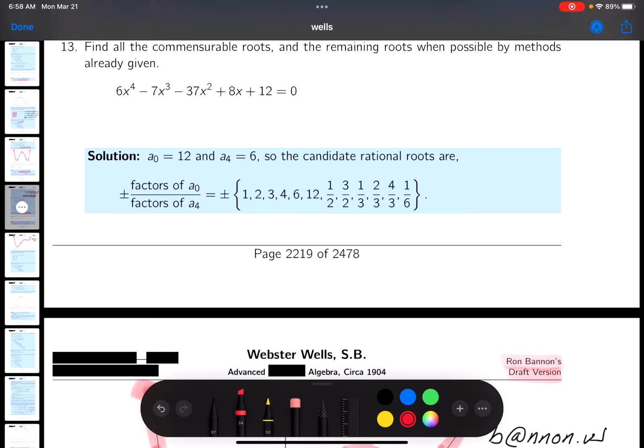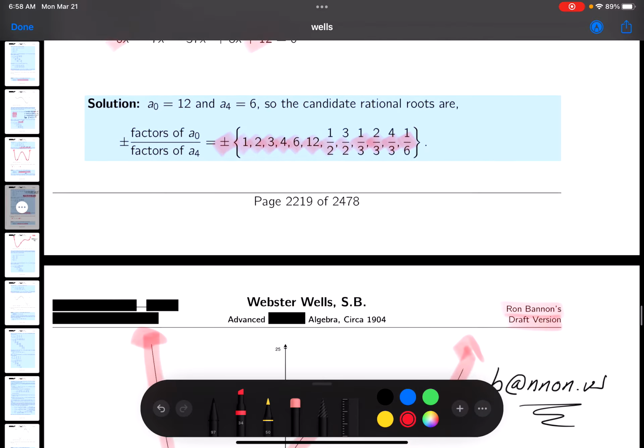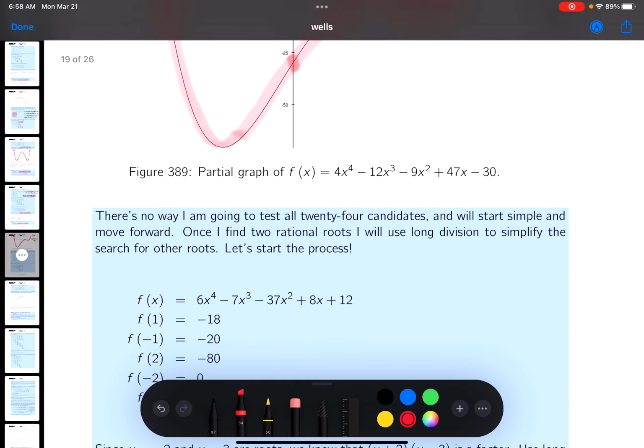Okay, it's the factors of 12 divided by the factors of 6. Again, I kind of think it's unproductive to write them all down, but they're all written down for you. And if you count them up, you get 1, 2, 3, 4, 5, 6, 7, 8, 9, 10, 11, 12. There would be 24 of them. Right now, someone says you're going to test them all out. No, I'm not going to test them all out.